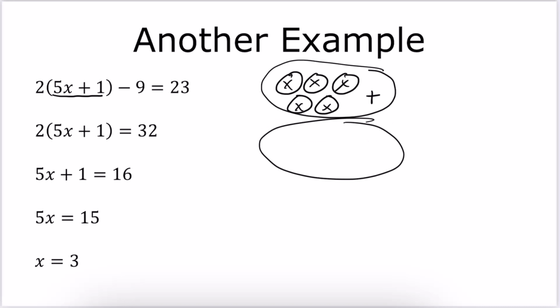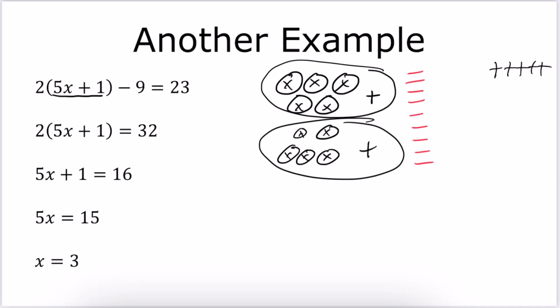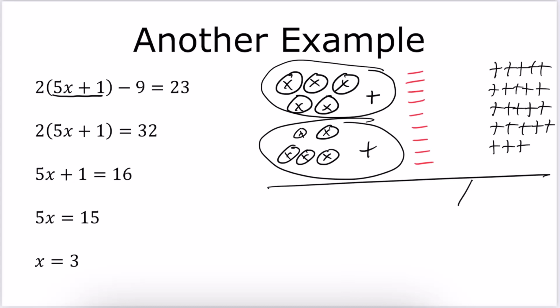So probably have to make that a little bigger. So I have another group that also has 5x's in it and 1 positive. And then that also has 9 negatives. So there's 3, 4, 5, 6, 7, 8, 9 negatives. And all of this is equal to 23 positives. So we'll do 1, 2, 3, 4, 5, 6, 7, 8, 9, 10, 11, 12, 13, 14, 15, 16, 17, 18, 19, 20, 21, 22, 23. And so this expression is equivalent to this right-hand side expression.